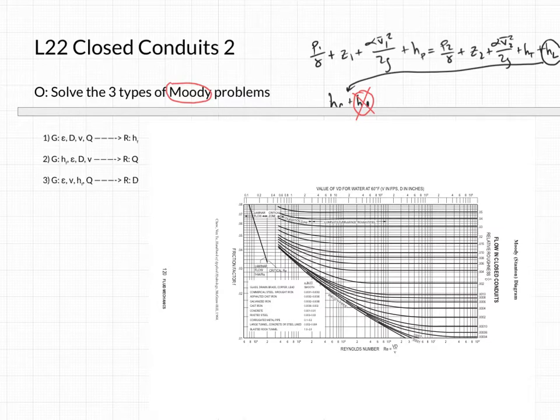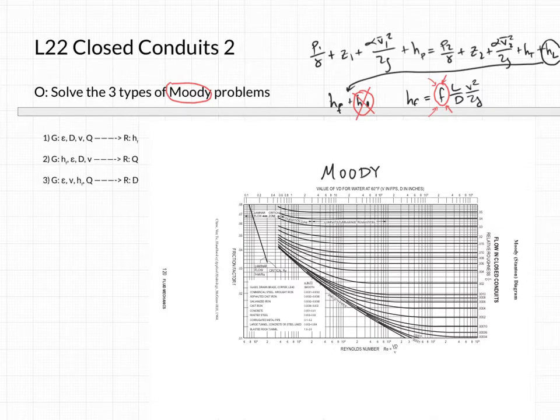But this H sub F has to do with the Darcy-Weisbach equation, so that equals f L on D V squared on 2g. So you have a Moody problem if you need this f. Basically, anytime you've got a friction loss along the pipe, you're going to need to solve for this f, unless it's given, which it usually is not. And if you need to solve for that f, then you need to use the Moody diagram, which I have right here.